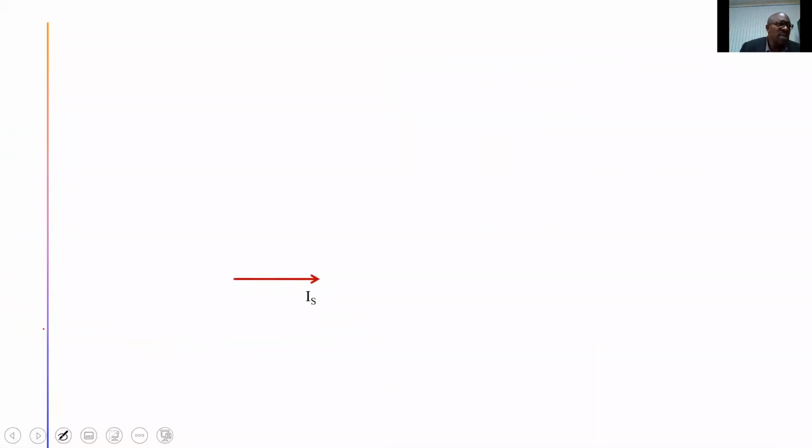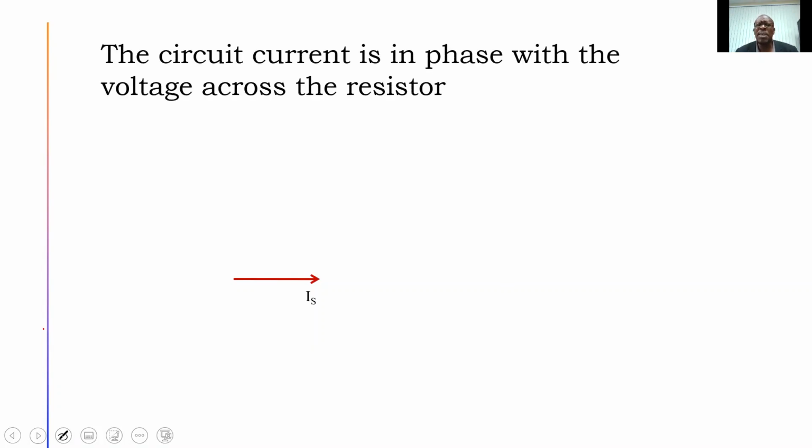Now, based on the individual characteristics, we're going to be looking at the phase relationships between the voltages of these three elements and the circuit current. So the circuit current, IS, is in phase with the voltage across the resistor, and so they would be along the same path. So the voltage across the resistor is in phase with the circuit current.